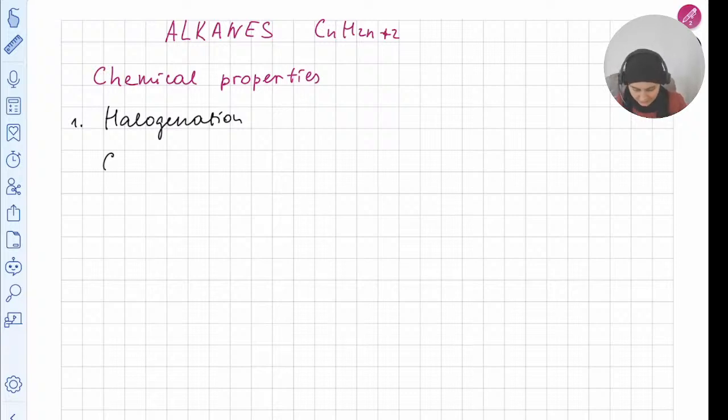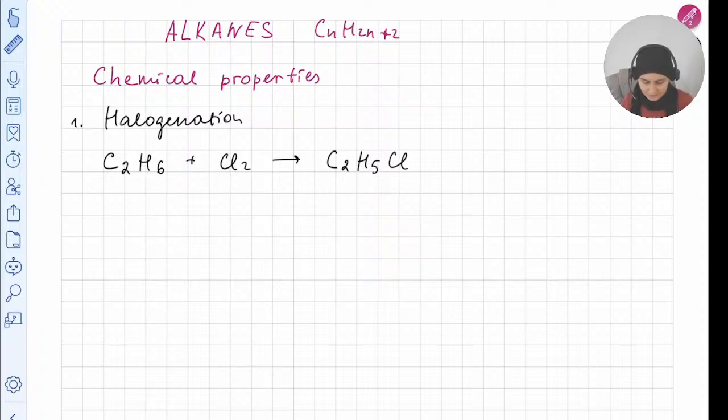Let's say we have ethane, and you react it with chlorine. This reaction happens in such a way that one or more hydrogens would be substituted with a halogen. So you would form at the first stage C2H5Cl. You see I'm substituting H with Cl, and the other H would combine with Cl. So you form C2H5Cl and HCl. The condition for this reaction is that you need UV light.